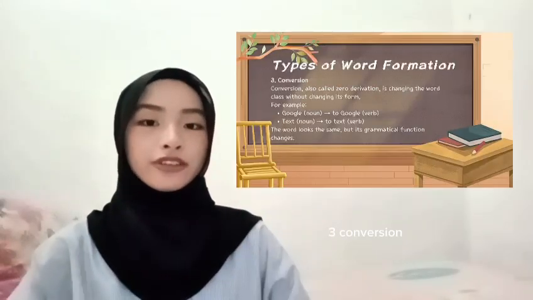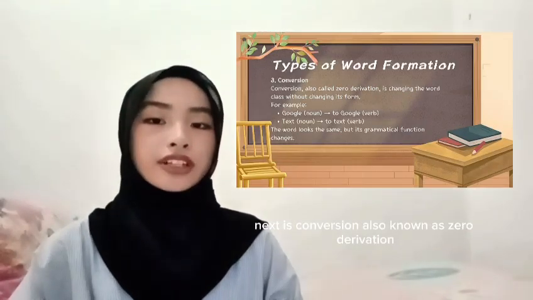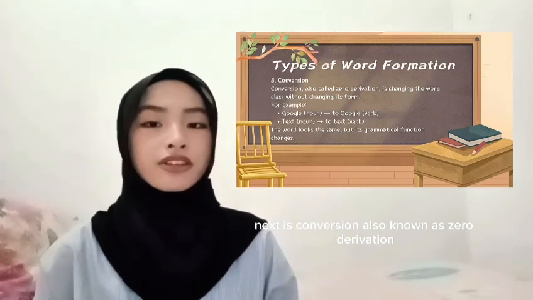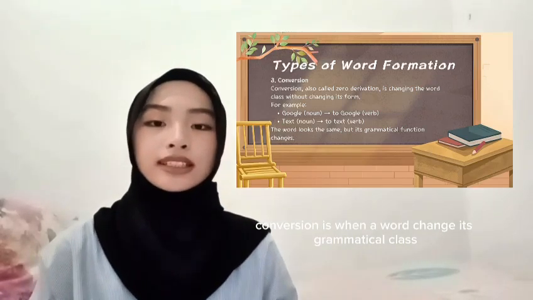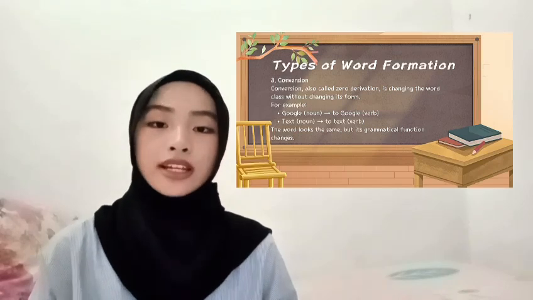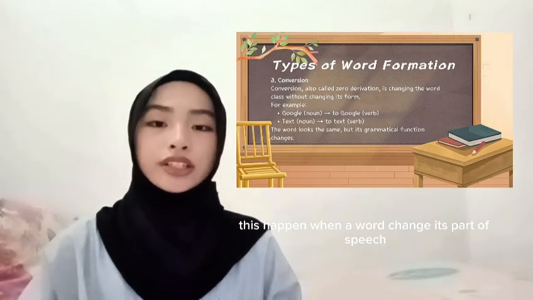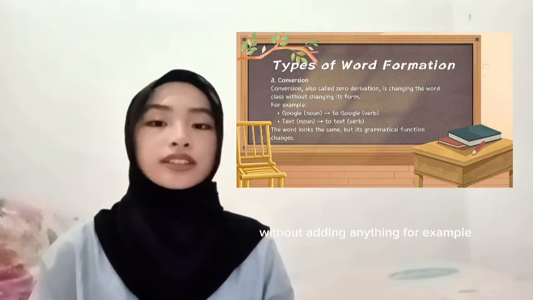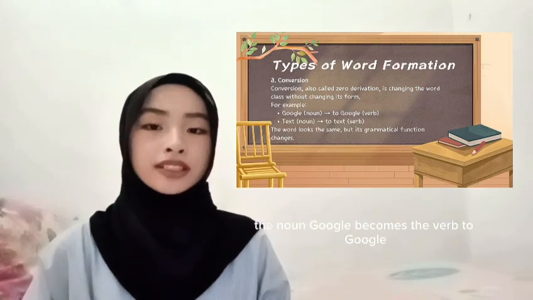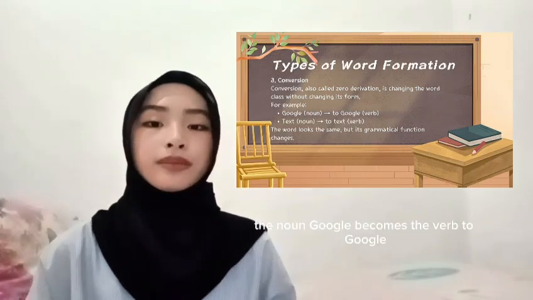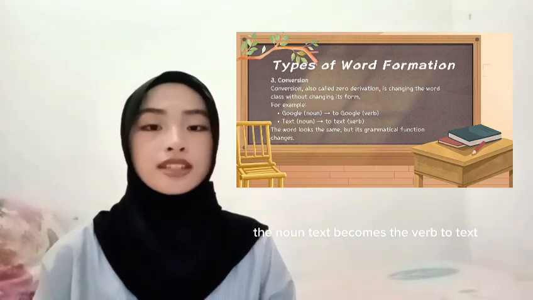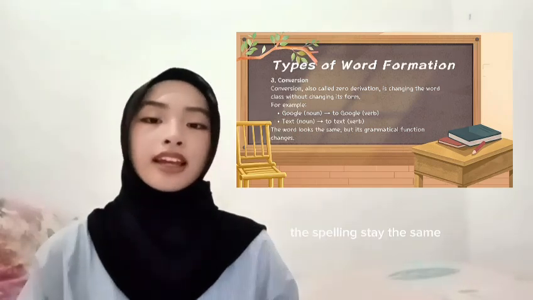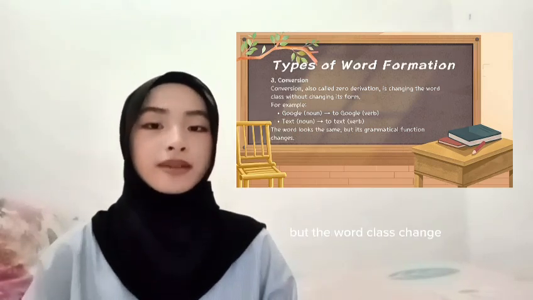3. Conversion. Next is conversion, also known as zero derivation. Conversion is when a word changes its grammatical class without changing its form. This happens when a word changes its part of speech without adding anything. For example, the noun Google becomes the verb to Google. The noun text becomes the verb to text. The spelling stays the same but the word class changes.